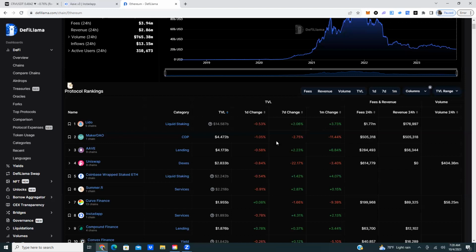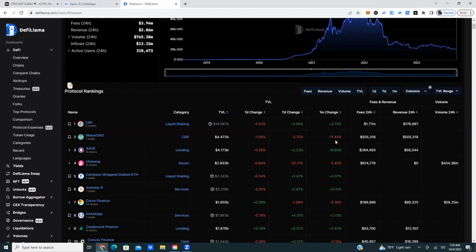Now on MakerDAO, they've lost 11.44% of their capital on their platform. So the fees are not being generated enough because there isn't enough capital on that platform to generate those fees. So they need more capital and they're losing capital right now.